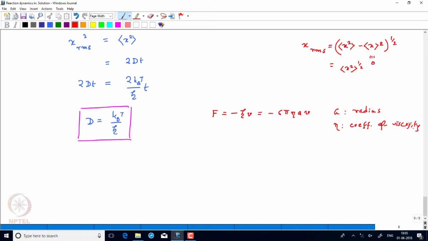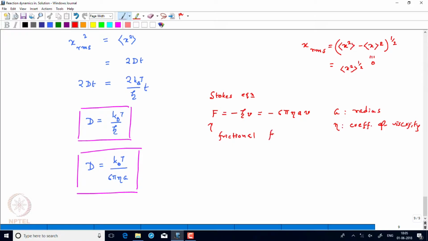Now we can see that the diffusion coefficient, we can connect it to the coefficient of viscosity, and that is a very interesting equation that we can write: it is kBT by zeta, and in place of zeta we can write 6 pi eta into a. So this is from Stokes equation, and this force is nothing but the frictional force for a spherical particle.